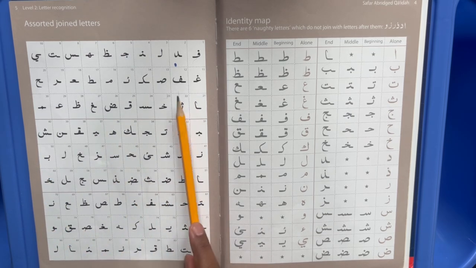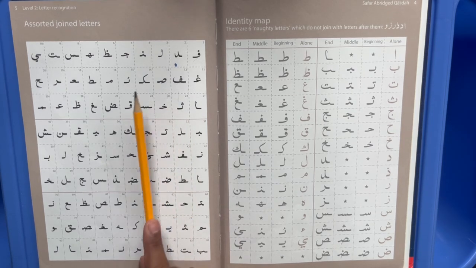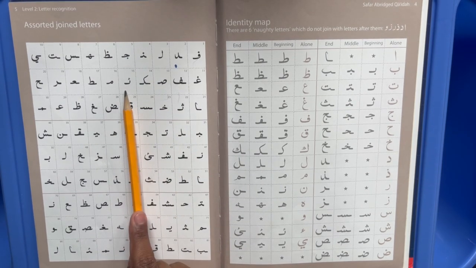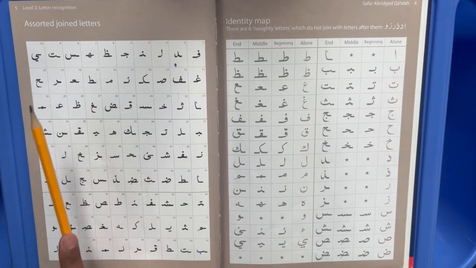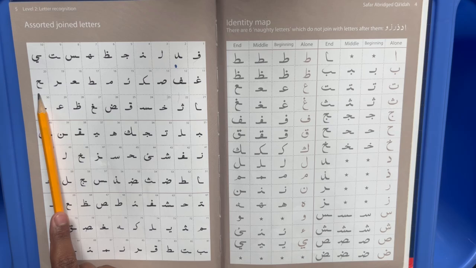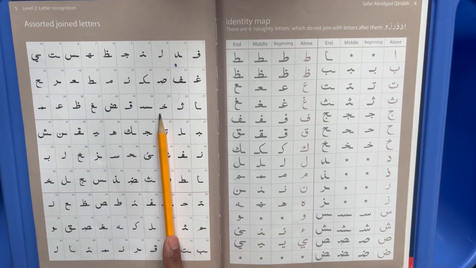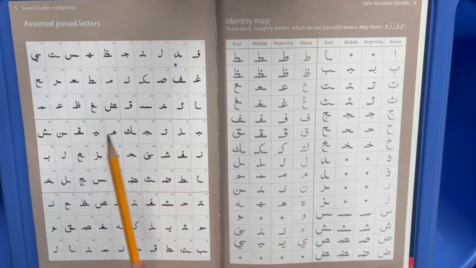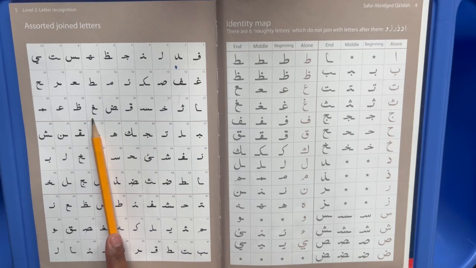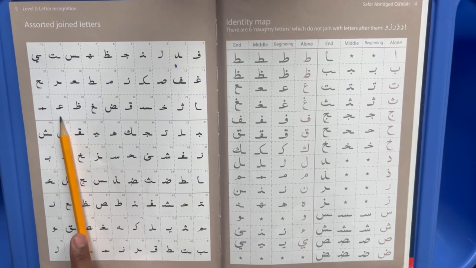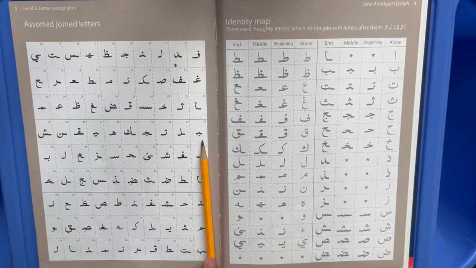So ghain at the beginning, fa at the end, sad at the beginning, kaf in the middle, hamza at the beginning, mim at the beginning, ta at the end, ayn in the middle, ra at the end, ha at the end, alif at the end, tha at the beginning, kha at the beginning, sin in the middle, qaf at the beginning, dad at the end, ghain at the end, dha at the beginning, ayn at the beginning, mim in the middle, ba in the middle.